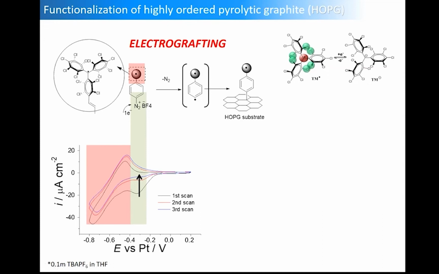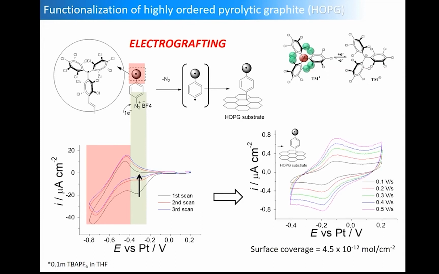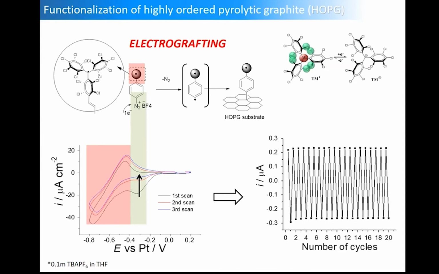Once the substrate is rinsed, we can do the cyclic voltammetry of this modified HOPG. What we see here is a clear signature of the redox process taking place between the radical and an ion. This already indicated that we succeeded in functionalizing this carbon substrate. It is also very stable: one can perform several cycles and there is no loss of intensity of the current measured.